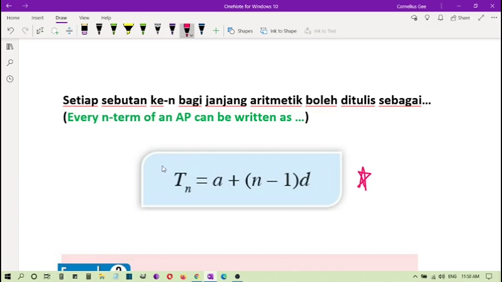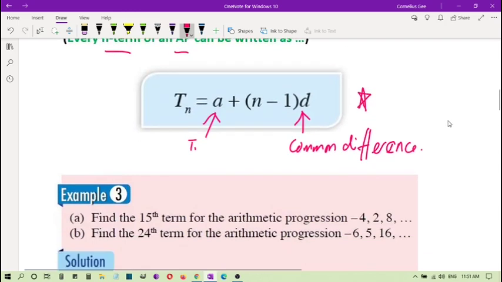Okay, now we come to the first formula for JA, which is to find the nth term. So you want to find any nth term of an AP. This is the formula. A will actually be T1. This one is the common difference, D. You already know the common difference.